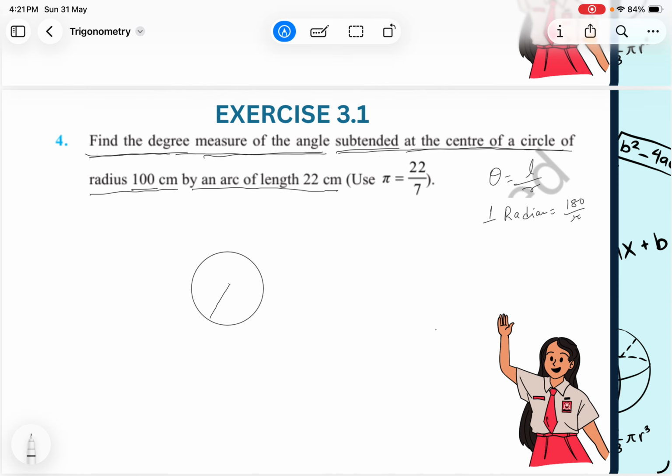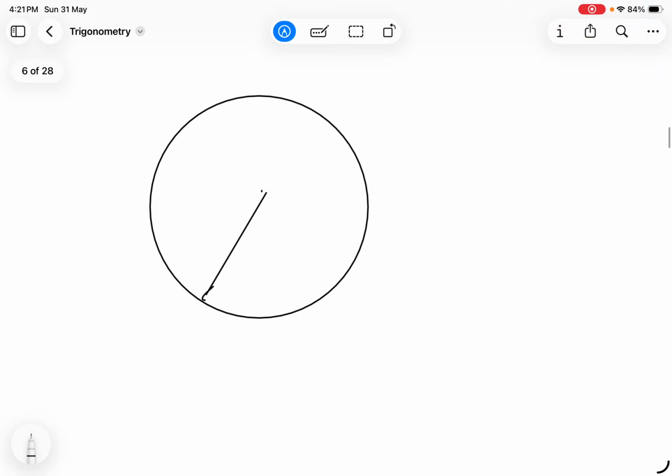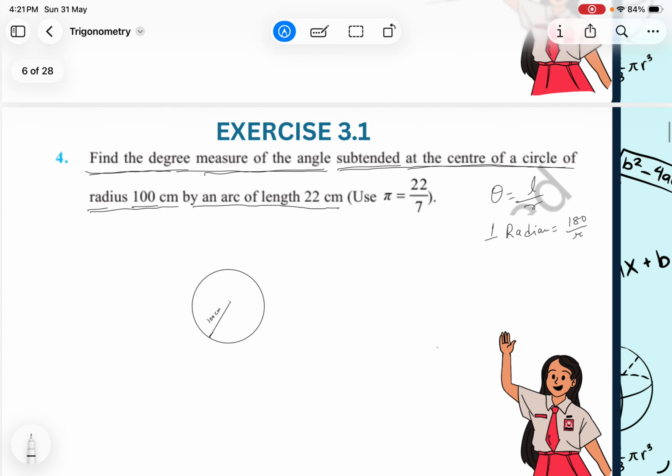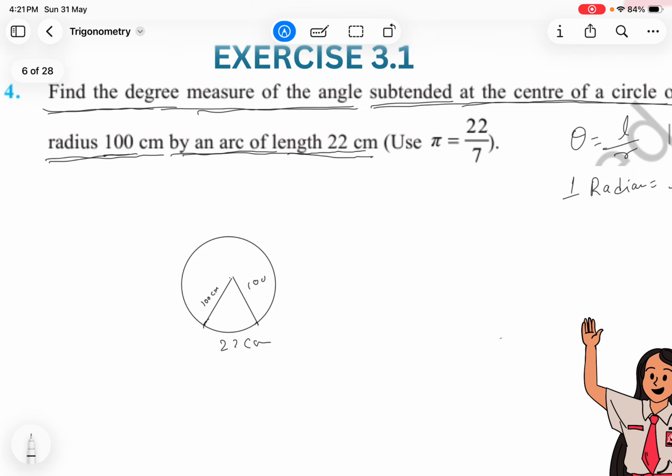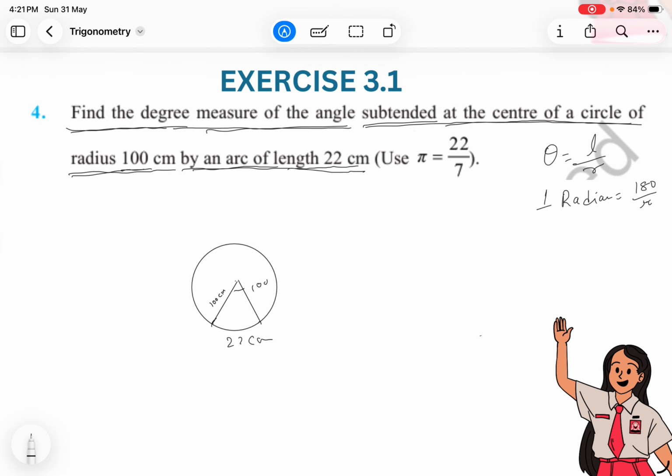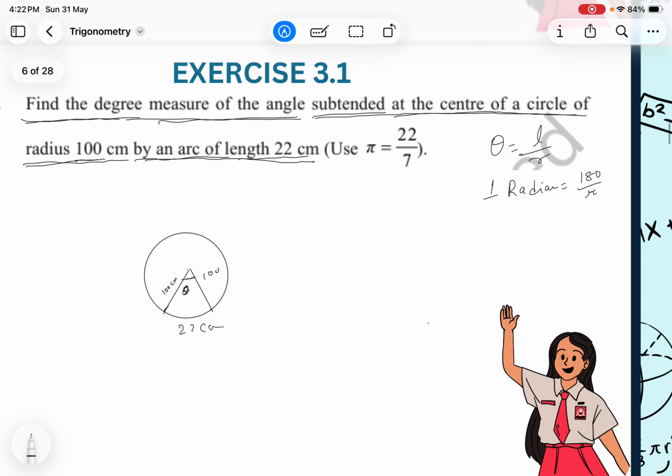So let's draw a radius. This is 100 centimeters, right? The radius is 100 centimeters, by an arc of length 22 centimeters. Suppose the arc is 22 centimeters. Here we can also draw one more radius, that is also equal to 100 centimeters. So we have to find the angle. What is the angle forming here? That is theta. So we have a formula for this.